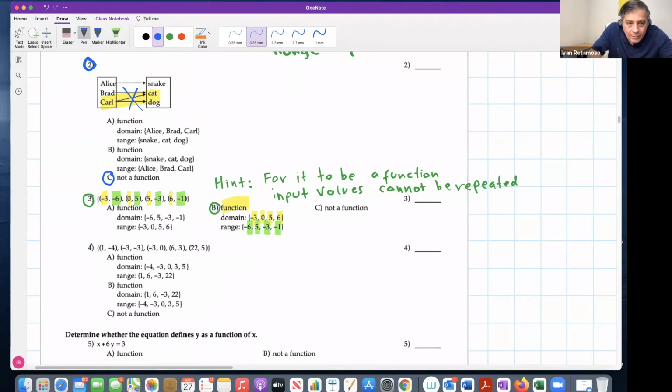So try number 4 now. A little bit tricky, but follow this hint. For it to be a function, the input values cannot be repeated, because you cannot be at two different places at a given fixed time.